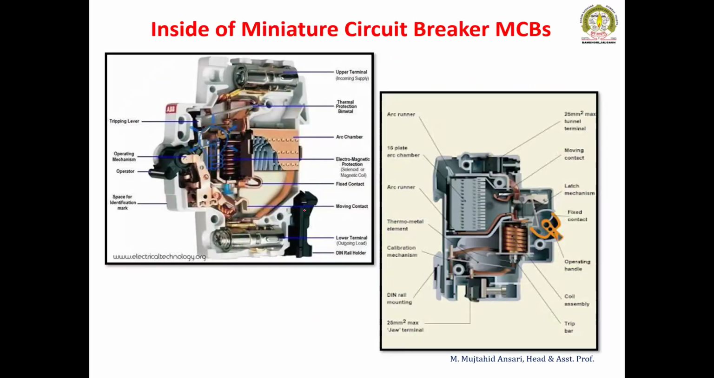So this is the inside of the MCB. It consists of two terminals. This is the upper terminal and this is the lower terminal. Incoming is connected from the upper side and outgoing is connected from the lower side. This is thermal protection. Say for example, this is a 10 ampere MCB.